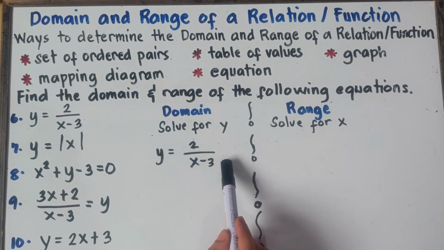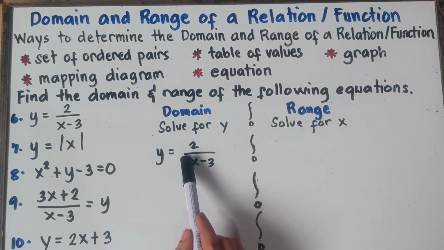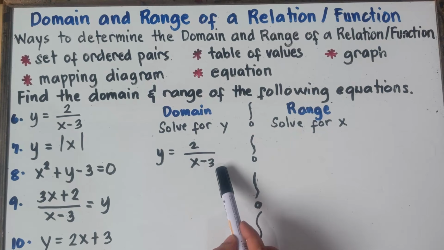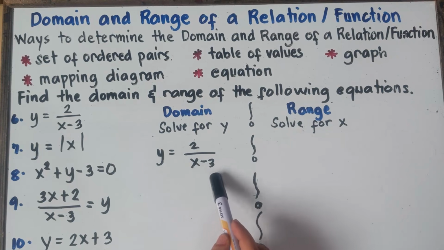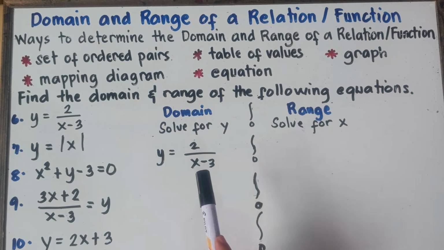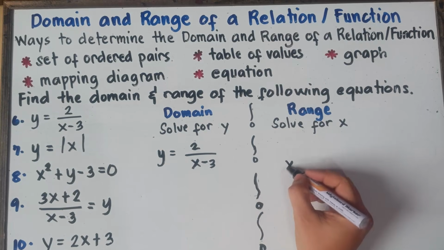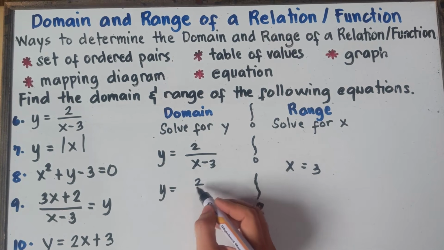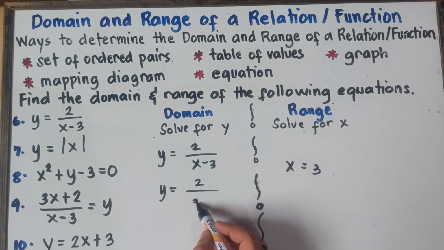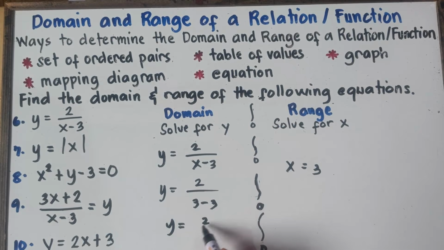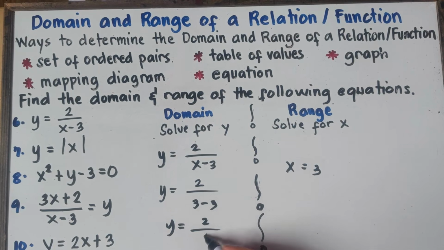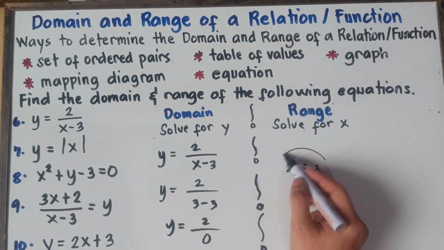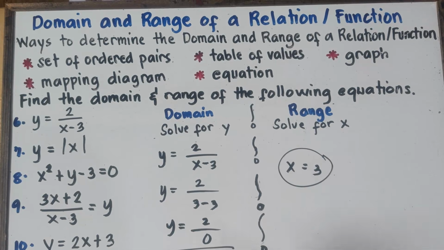For a denominator, always remember, class, you are not allowed to have a denominator equal to 0. So the value of x should not be 3, right? Because if x is positive 3 and we substitute it, y equals 2 over 3 minus 3, which is 2 over 0. Therefore, if x is equal to positive 3, this is not a valid answer.